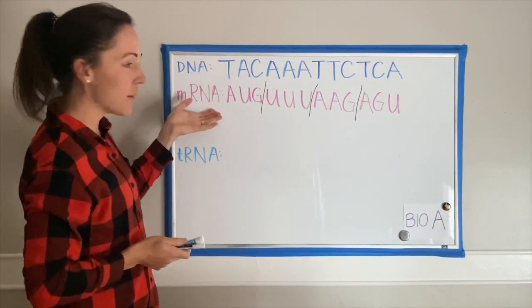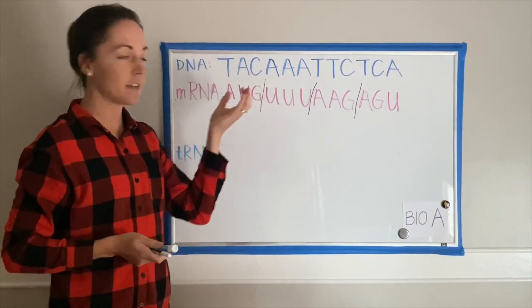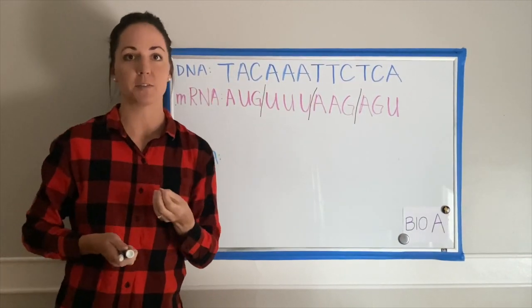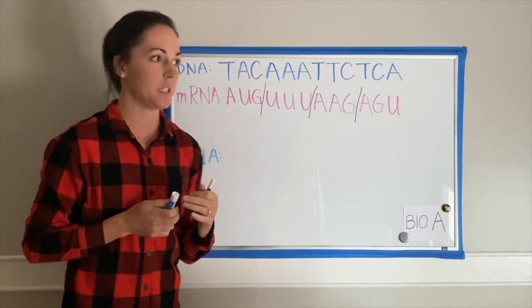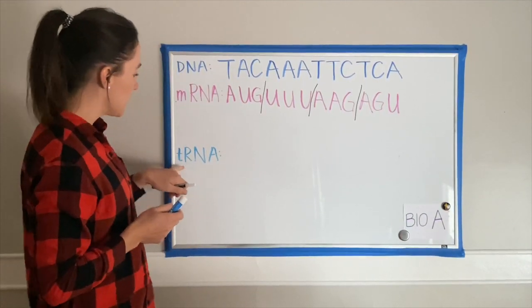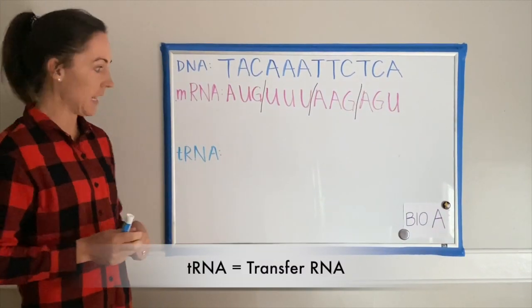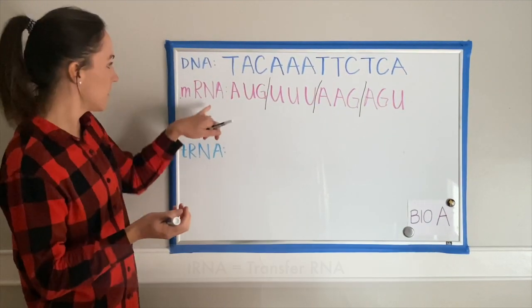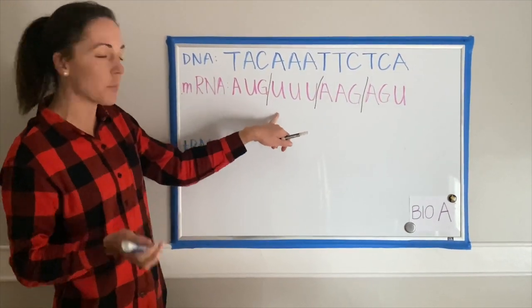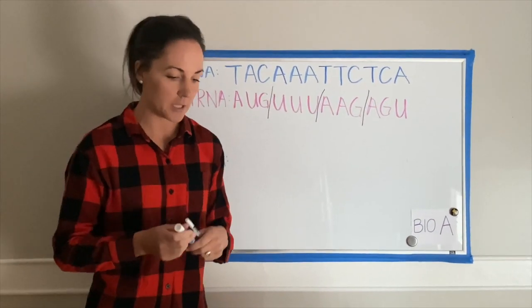So what happens, your mRNA takes this message from the nucleus where it read the DNA, and it goes to the ribosome. The ribosome is the little factory that makes your proteins. And in the ribosome, we've got tRNA. T stands for transfer RNA. What that does is it reads this code and it brings the amino acids and starts building that string of amino acids to make proteins.